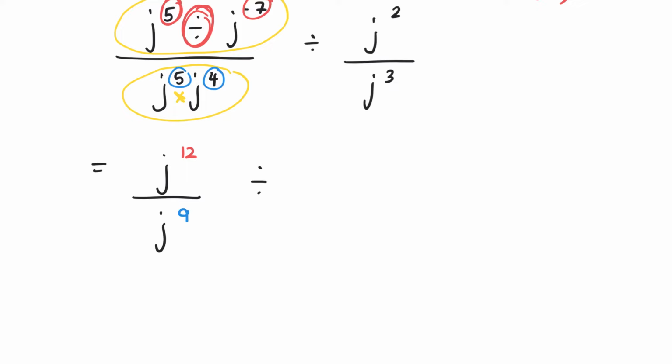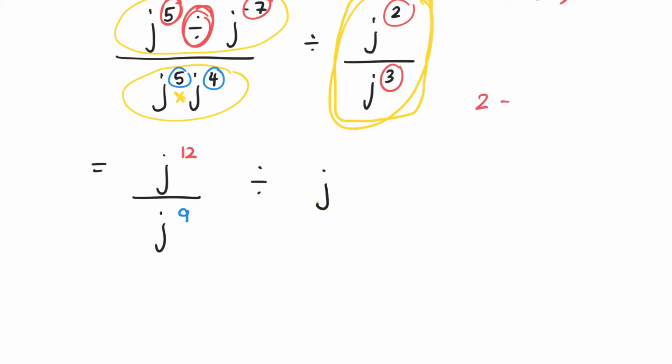And then we have divided by j to the power of 2 divided by j to the power of 3. I can simplify this right now. I can actually simplify that, right? We're dividing powers with the same base. So this would become j to the power of, when we divide powers with the same base, we subtract.